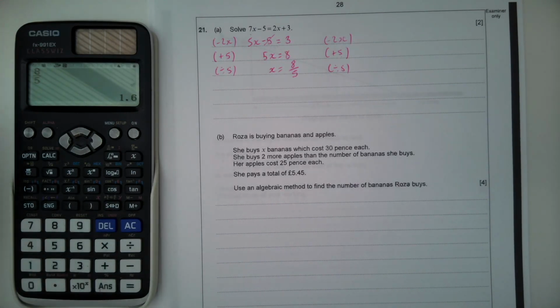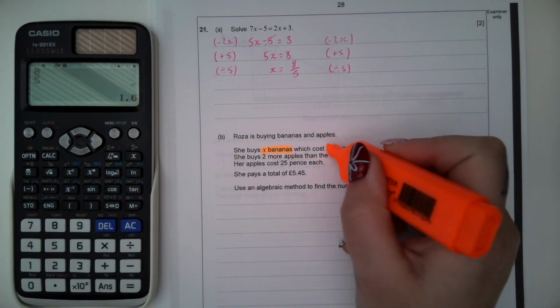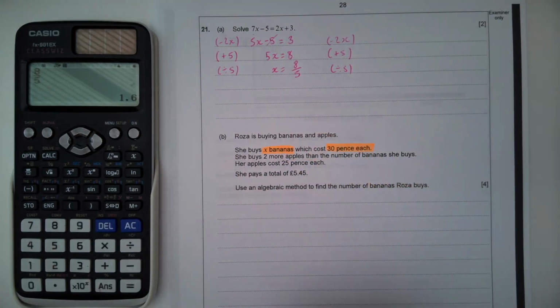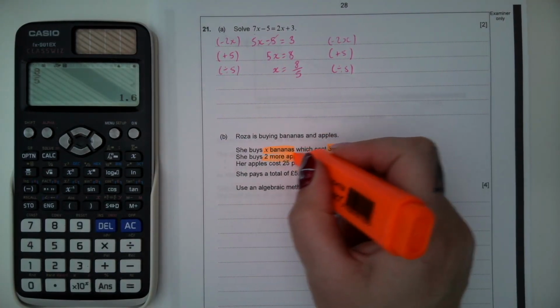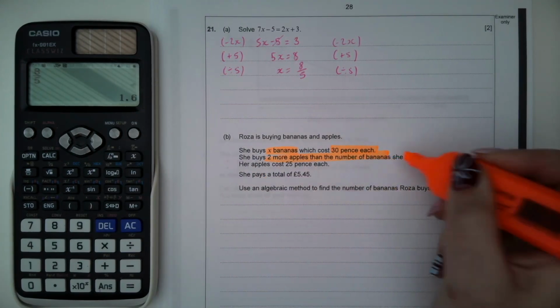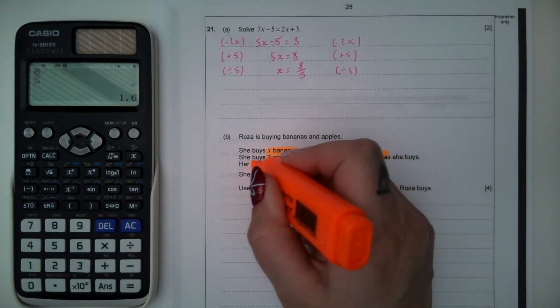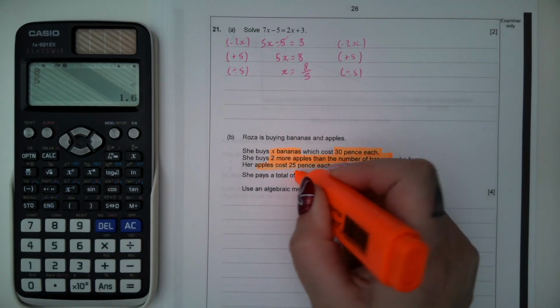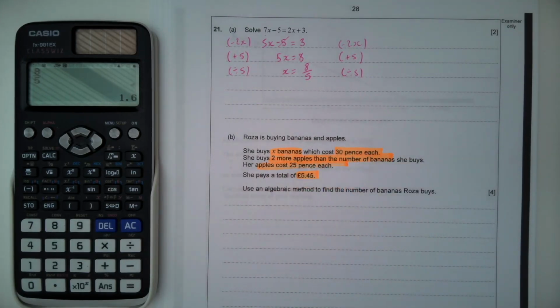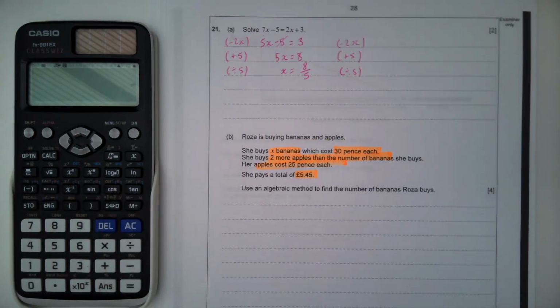Part B. Rosa is buying bananas and apples. She buys x bananas that cost 30 pence each. She buys 2 more apples than the number of bananas. Apples cost 25 pence each. She pays £5.45 in total. Use an algebraic method to find the number of bananas Rosa buys.